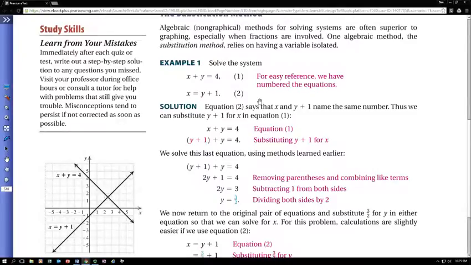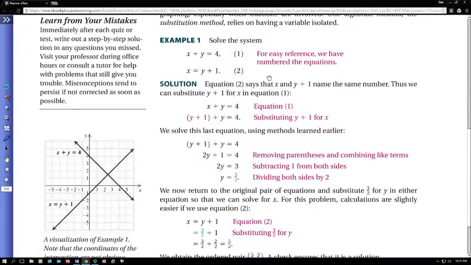And they start numbering these equations just to keep them as a reference point because it's easy to confuse which one you're working with. So here's our system: x plus y equals 4 and x equals y plus 1. Equation 2, this one right here, says that x and y plus 1 are the same number. In other words, they're equal to each other. So we can substitute in the y plus 1 for the x in equation 1, this one right here. And that's what they do.